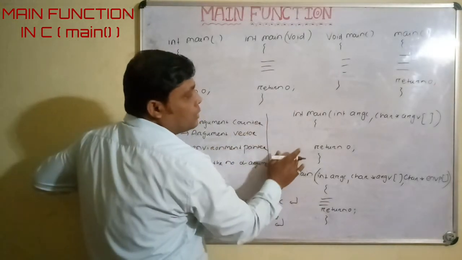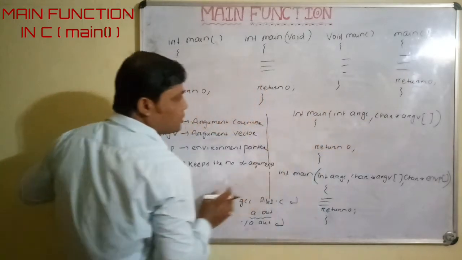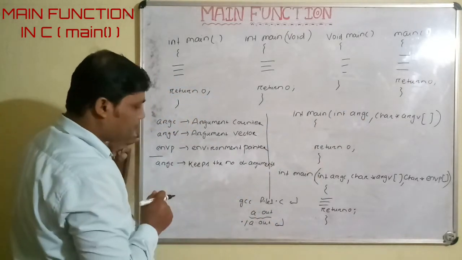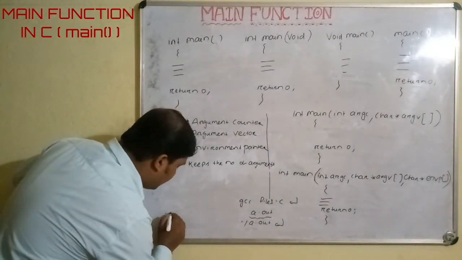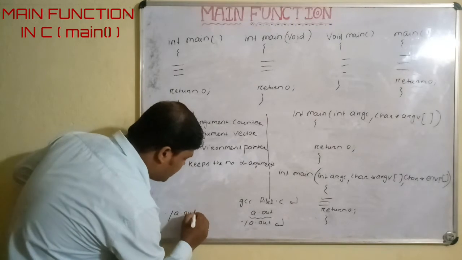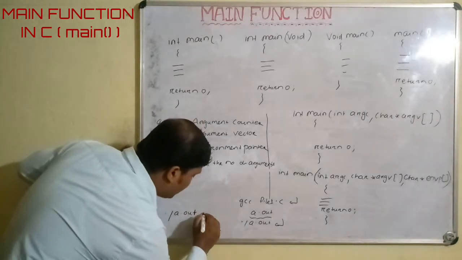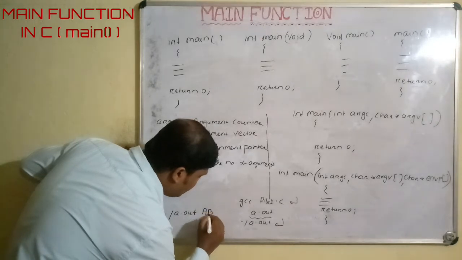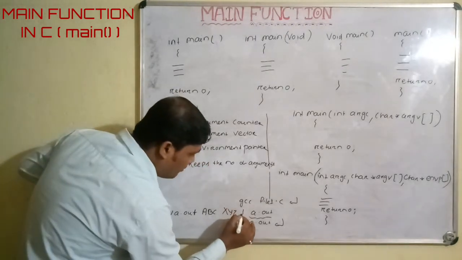If you are using this syntax and if you have parameters in the main function, how will you use these parameters in your program? That is the question. So when you are executing, at that time you may give ./a.out and give some argument there. From the command prompt or terminal, you may give some argument. Suppose I am giving A, B, C, and this is X, Y, Z. Then I am pressing enter.